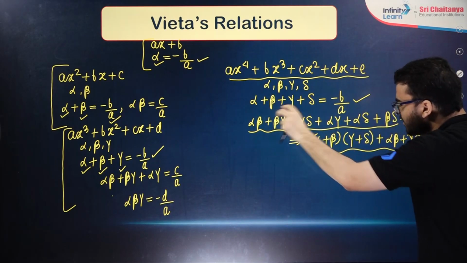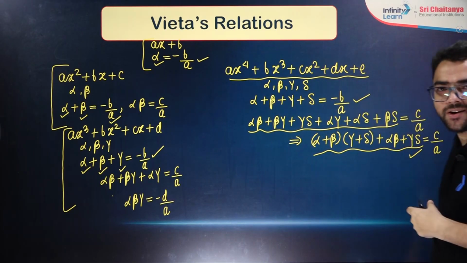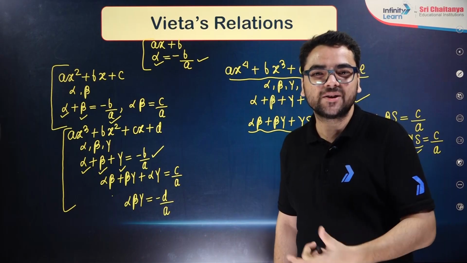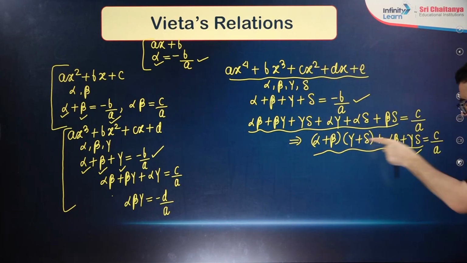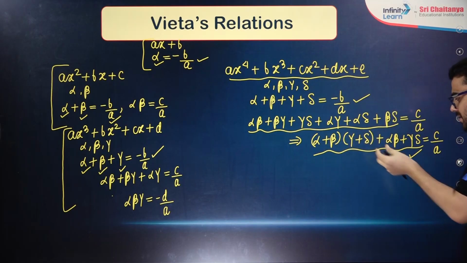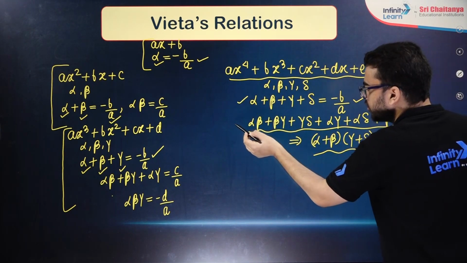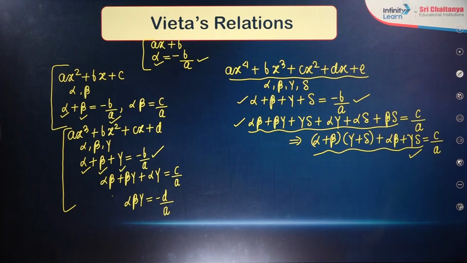Just rearrange and factorize. It is very much expected from a student preparing for a competitive examination to know factorization, right? So you'll get something like this. This thing is very important. (alpha plus beta) into (gamma plus delta), and then alpha beta plus gamma delta is equal to c by a. So 1 zero at one time, 2 zeros at one time, right? And then you can take 3 zeros at one time.